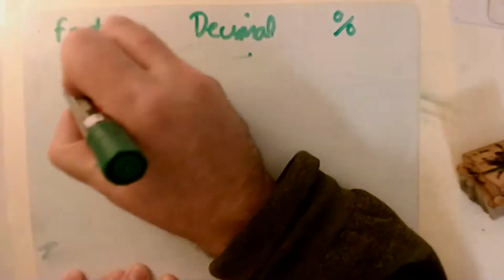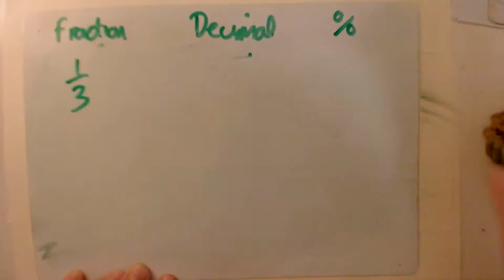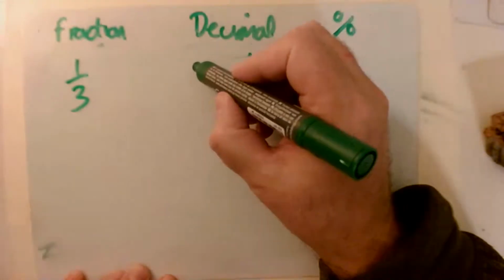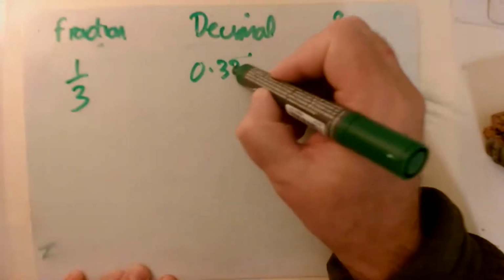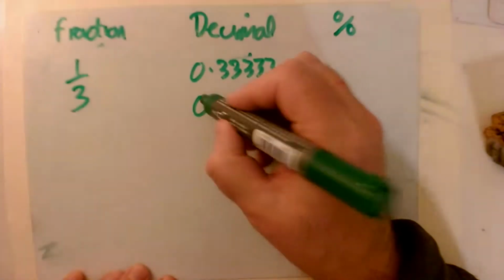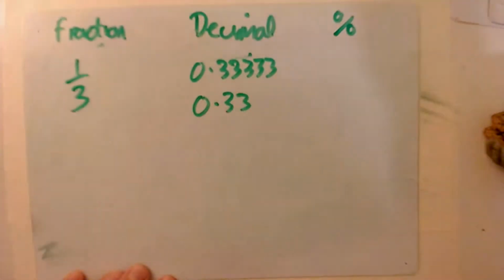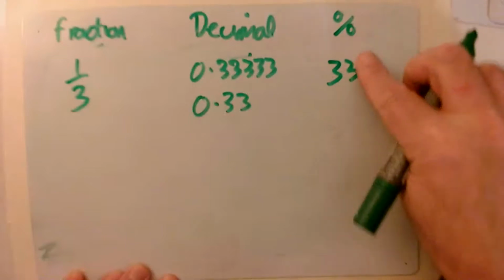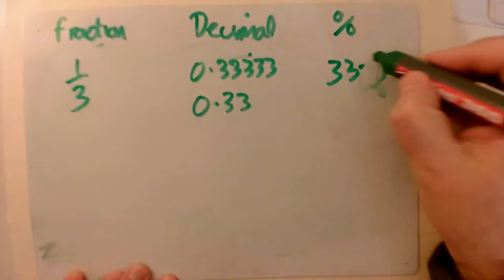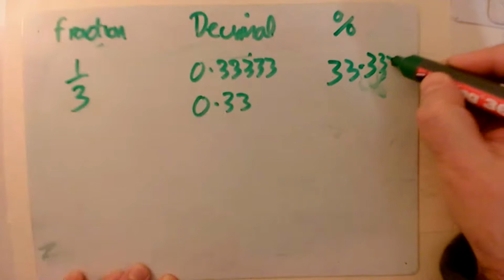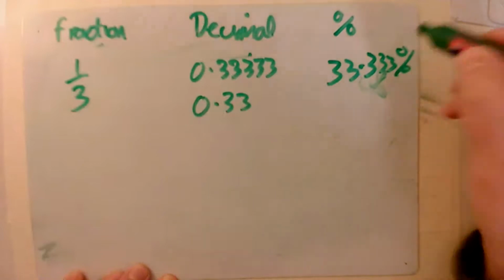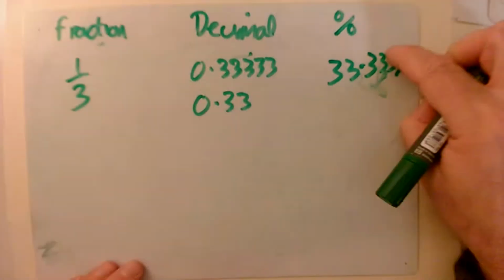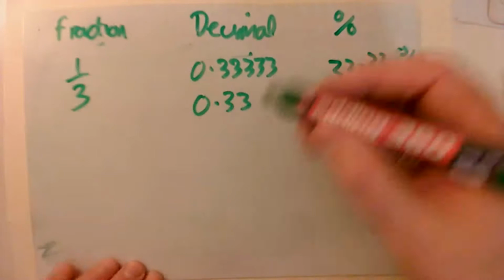So let's have a look here. We've got the fraction 1/3, and the decimal for that is 0.33333, and it will go on forever. As a percentage it's 33.333%, and that will go on forever as well. So we'll just round it to 2 decimal places.